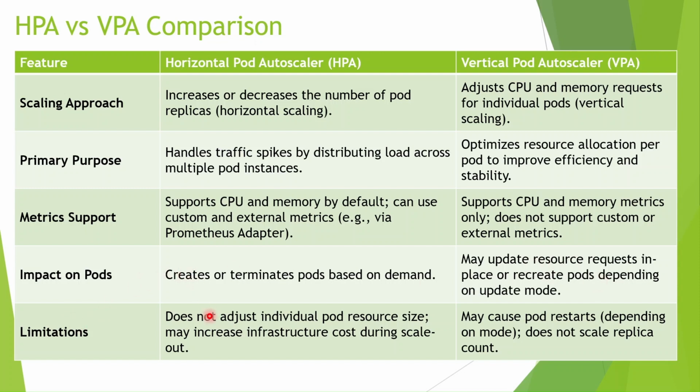There are some limitations. HPA does not adjust individual pod resource size. It may increase infrastructure cost during scale out because it adds more pods. VPA can cause pod restarts depending on the mode you have chosen, and does not scale replica count. It will just add more resources inside a single pod.